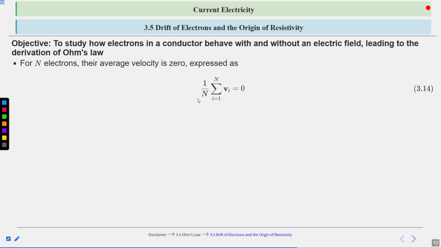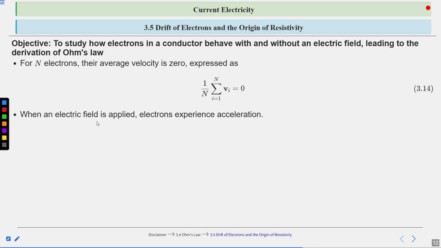This can be represented as summation i equal to 1 to n of Vi. Here Vi is the velocity of one electron, and 1 to n means all the electrons, that is the summation. I varies from 1 to n. So the sum of all the velocities of the electrons divided by the total number of electrons is the average velocity. So the average velocity will be equal to 0.